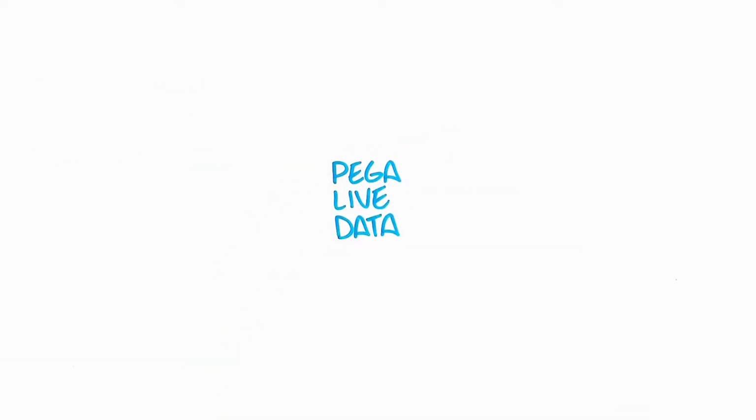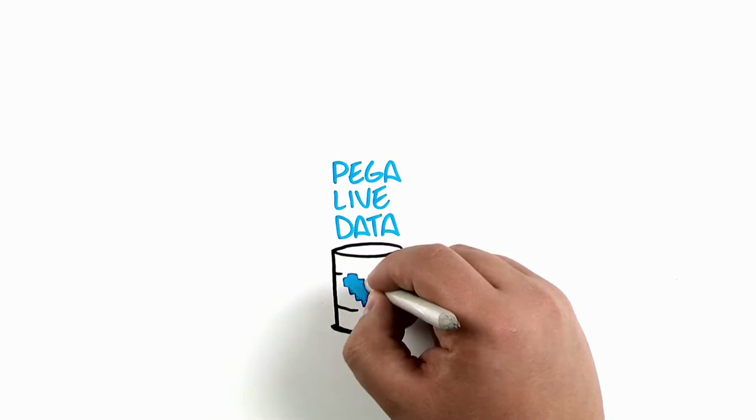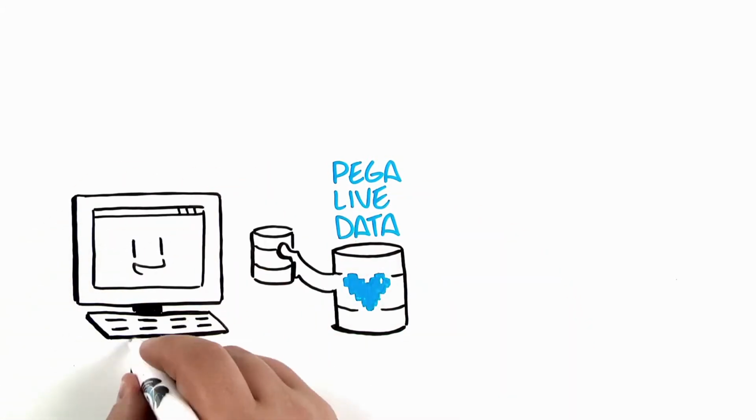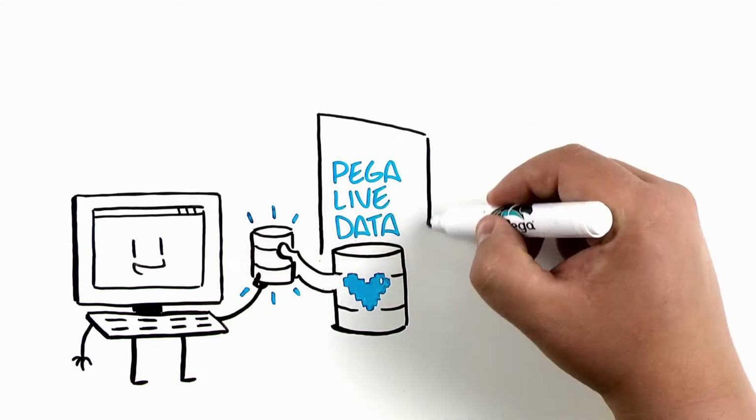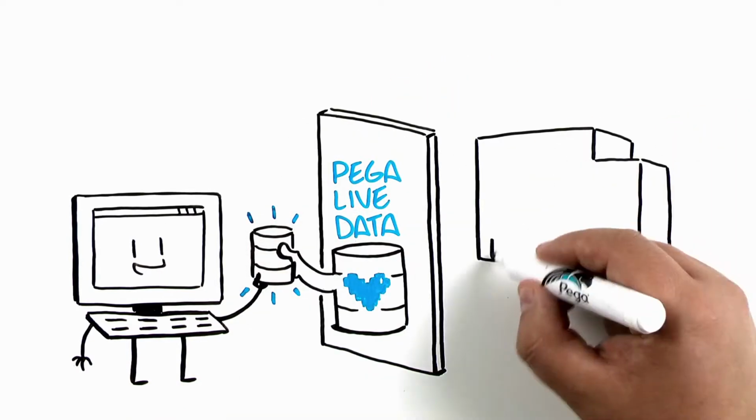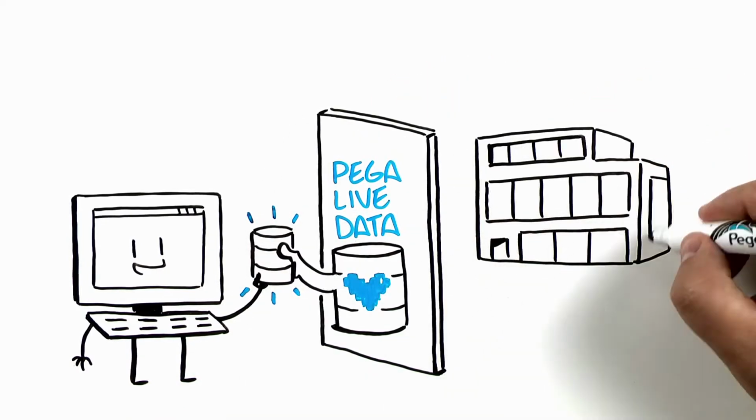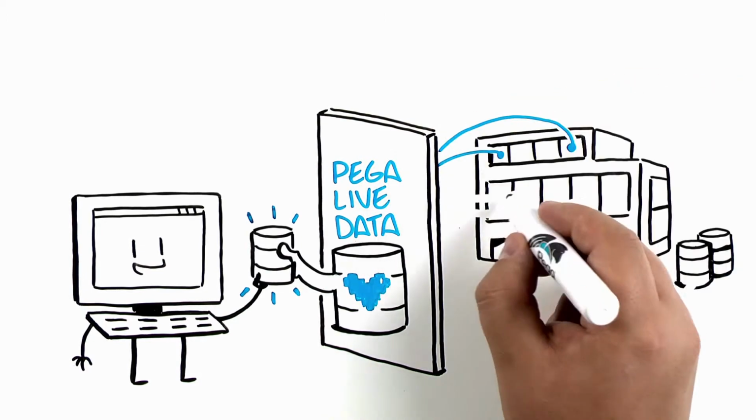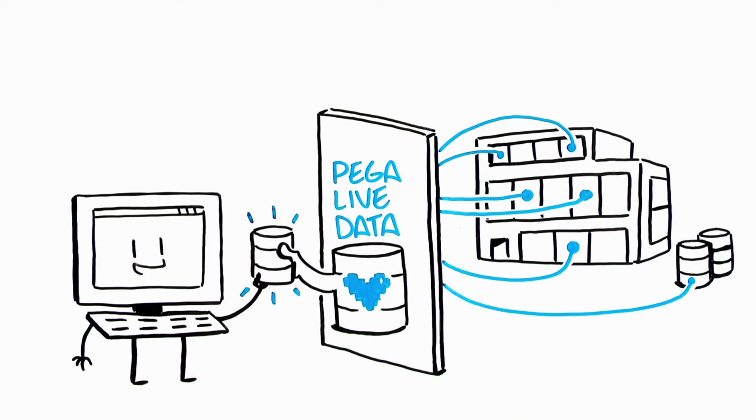Pega Live Data is like a heart that keeps your data healthy and flowing to the applications that need it, at the very instant that they need it. Live Data provides a data virtualization layer, separating how your business apps use data from the plumbing, the technical details of how and when it's accessed.